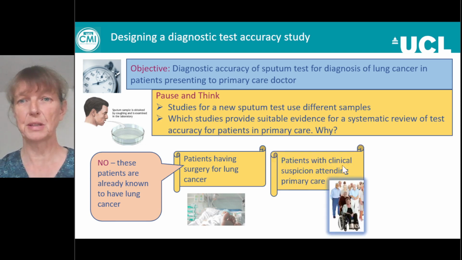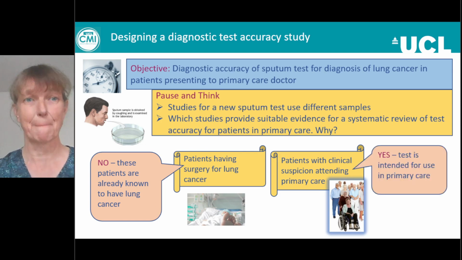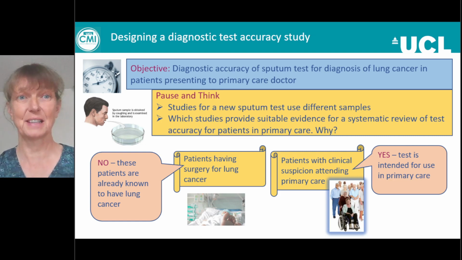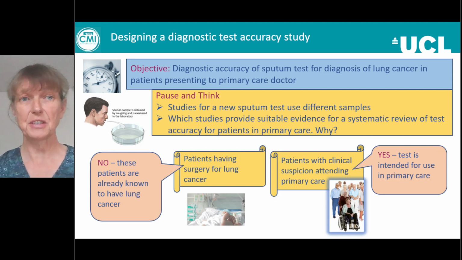What about patients with clinical suspicion of lung cancer attending primary care? Yeah, this is the set of people we want to use the test for, and these are the set of people we want in a study where we're going to look at the accuracy for use in primary care. And that's our systematic review. And our systematic review is to look at the evidence for accuracy for patients in primary care.